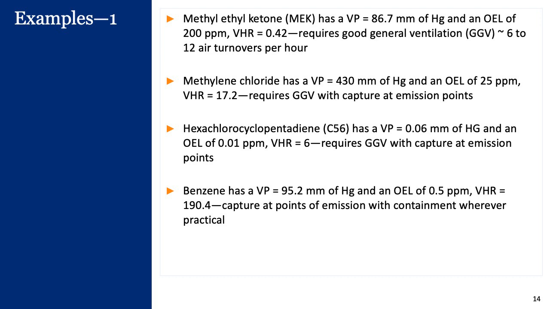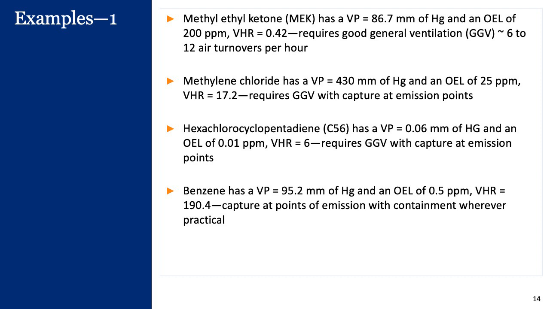The third one, hexachlorocyclopentadiene, has a vapor pressure of 0.06 millimeters of mercury and an OEL of 0.01. And so the vapor hazard ratio is 6, and it requires good general ventilation with capture at emission points. Finally, we have benzene. The vapor pressure is 95.2 millimeters of mercury and the OEL is 0.5. So the vapor hazard ratio here is quite high, 190. And so we need capture at the points of emission with containment.